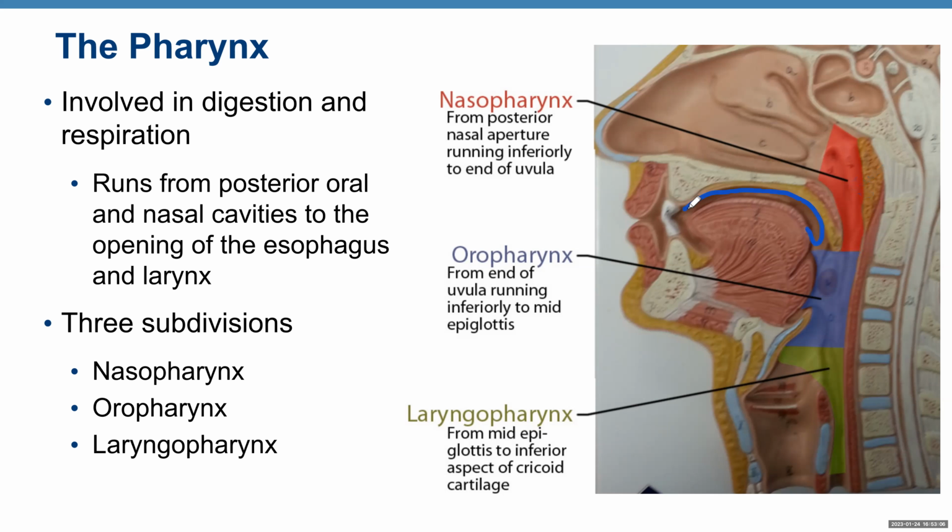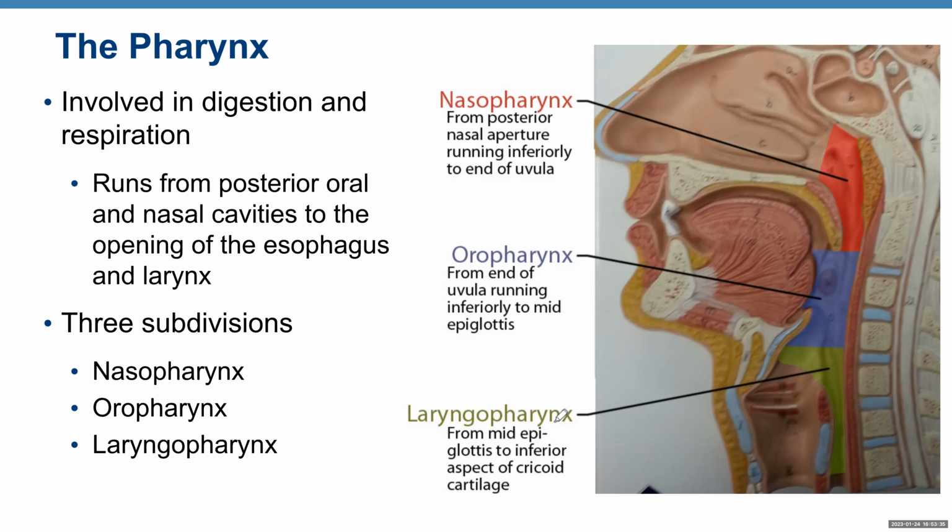Now that's the oral cavity. Posterior to the oral cavity, we have the oropharynx, from the end of the uvula running inferiorly to mid epiglottis. So the cartilage over here is the epiglottis. If you find the midpoint of that, until this part, we have the oropharynx.